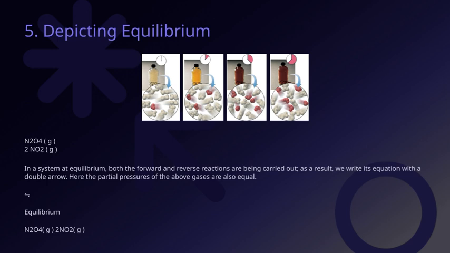This depiction helps us visualize how chemical systems reach a dynamic balance, which is a core concept in understanding chemical equilibria. Recognizing that both reactions are ongoing, yet balanced, is key to grasping how reactions behave in real-world scenarios.